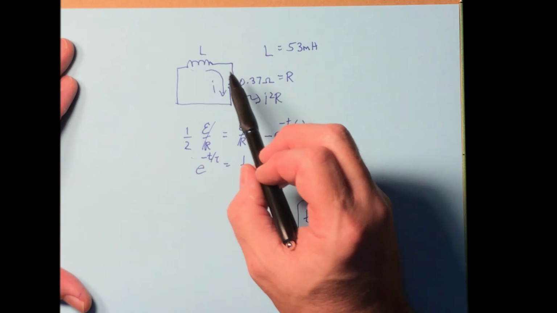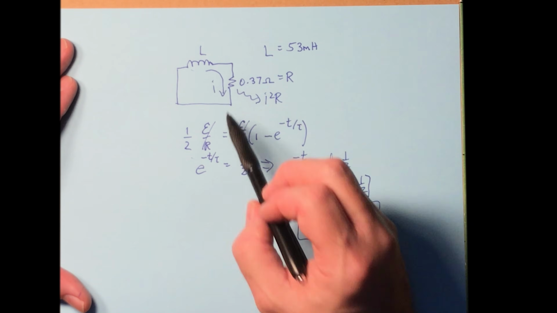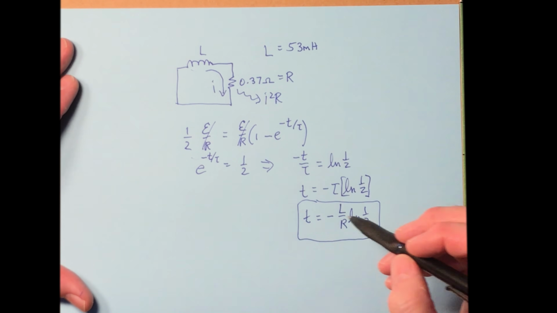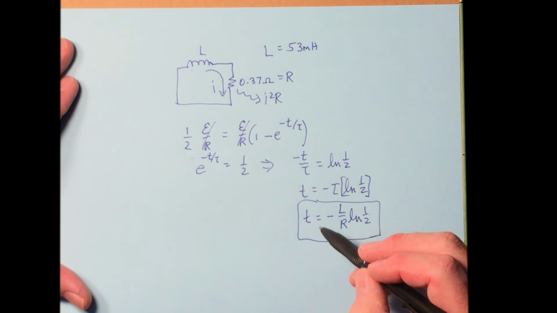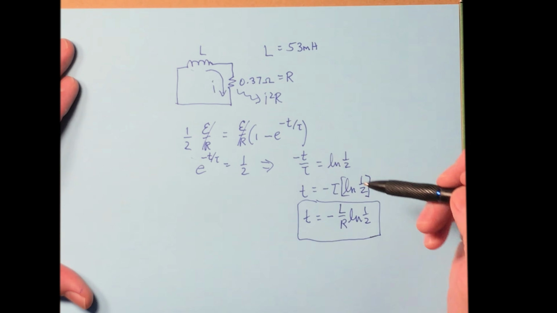So at this time t, the current is going to be half of what it was initially here. I said voltage, I meant current. By the way, at the same time that the current is half, the voltage will also be half.